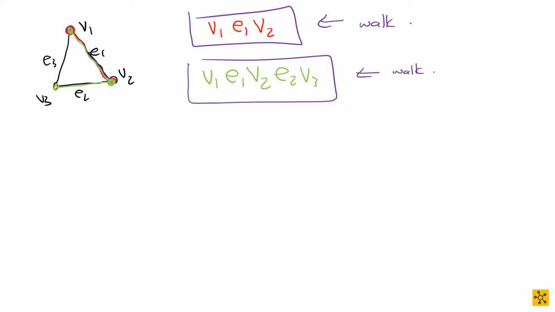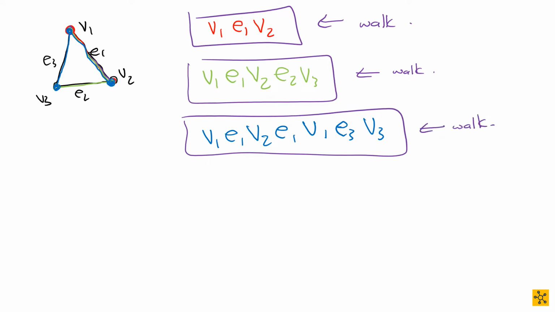But you could also be mean and make a person just continue to go up and down the exact same road. That is technically a walk as well. So you could say start at V1, take E1, go to V2. Now go back, take E1 again, and get to V1. Now, just for funsies, let's take E3, and we're going to V3. Okay, so that is also a walk. So you can double back on walks.